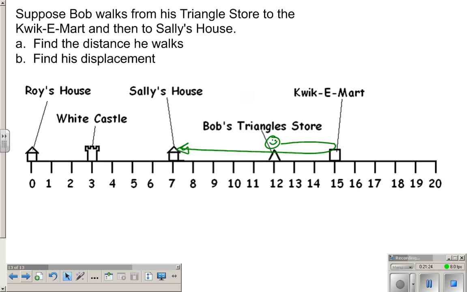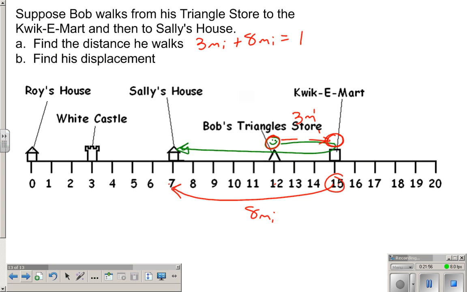So our distance: we have to go from a position of 12 to a position of 15. So 15 minus 12 is 3 miles. Oops, you probably can't read that because I wrote it over the word store. That's 3 miles. And then he's going to go from 15 all the way back to 7. So 7 minus 15 gives us negative 8. But remember, your distance can't be negative, so that's just 8 miles. So the distance he walked is 3 miles plus 8 miles, which gives you 11 miles.